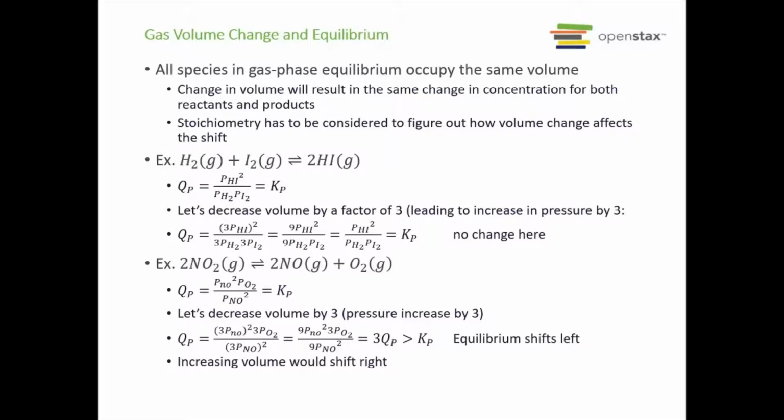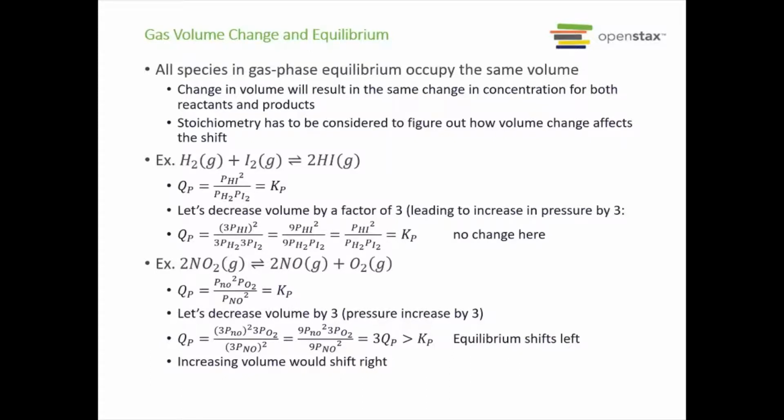Now, when it comes to changing volume for a gas phase equilibrium, it's actually a pretty interesting process because all the species in our gas phase equilibrium are occupying the same volume, right? They're all in the same space, so they have the same overall volume. So changing the volume of our system is going to have the same change in concentration for both reactants and products, but it can still shift our equilibrium. So you have to use stoichiometry to figure out how the volume change is going to affect the shift.